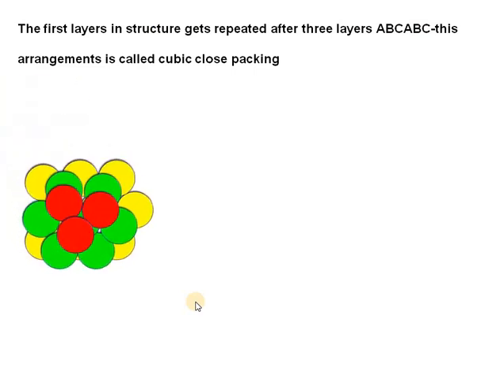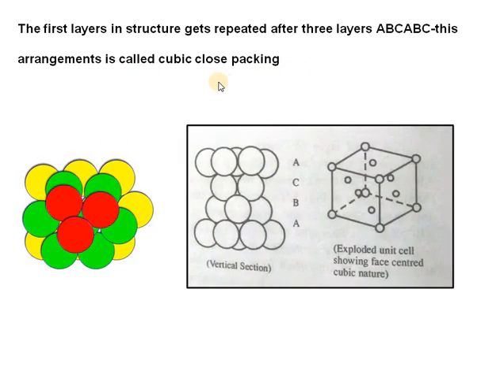Now next, we see the first layer structure can be repeated after 3 layers, like ABC. So the first layer is the yellow color, then the second layer, and this is the third layer. This arrangement is called a cubic close packing structure. It is a vertical position like A B C, next layer A B C layers. It is a vertical section, and those layers we can represent like these cubic structures.